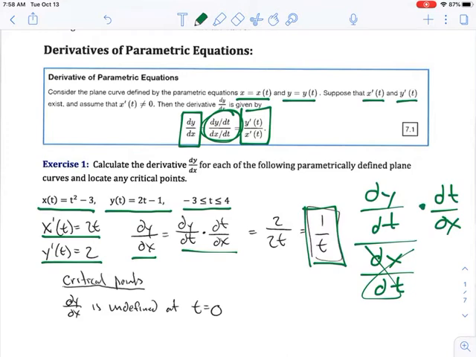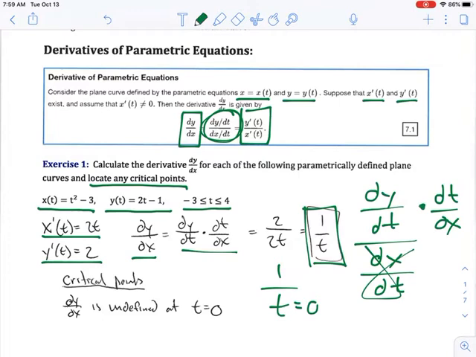Now, in this particular example, they also said to locate any critical points. We're not doing anything with those critical points, but this is just a good way to start thinking about critical points again. Remember, by definition, a critical point is where the first derivative is equal to 0 or is undefined. In this particular case, the first derivative is undefined at t equals 0, because if we let t be equal to 0, we end up with division by 0, and that would make it undefined.